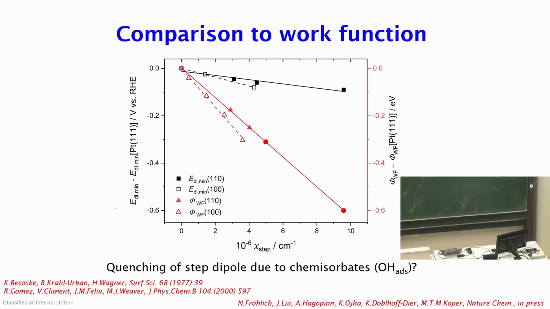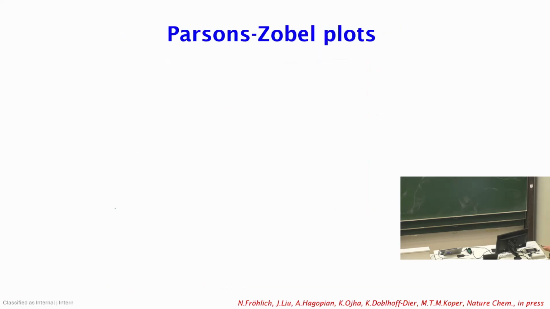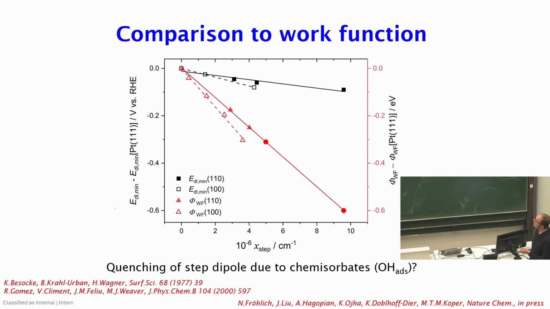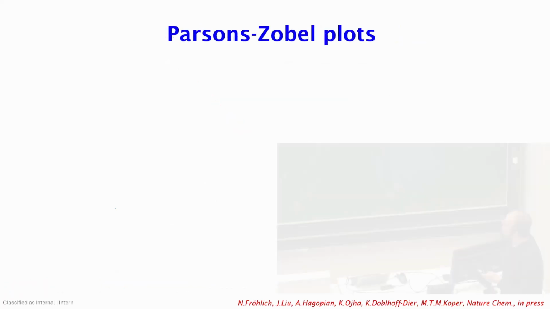And the easiest, and immediately when we saw this, I thought this must be due to the fact that we have OH sitting in the step site, because in the potential window where we measure the potential zero charge, there is an OH sitting in the step site. And this presumably quenches the dipole due to these step sites, because the steps generate a dipole and that lowers the work function. And this is quenched by the chemistry that is happening there. And presumably this is what we see.